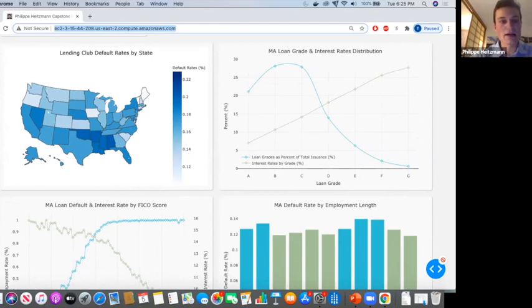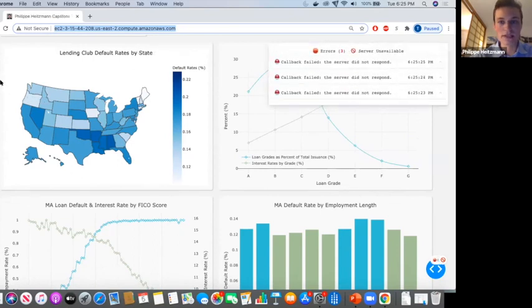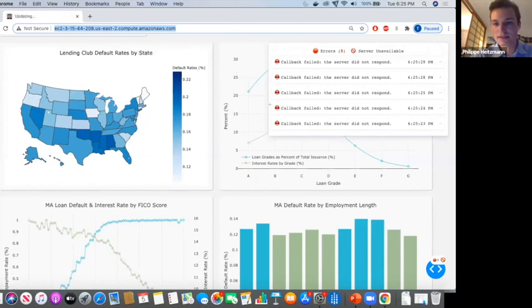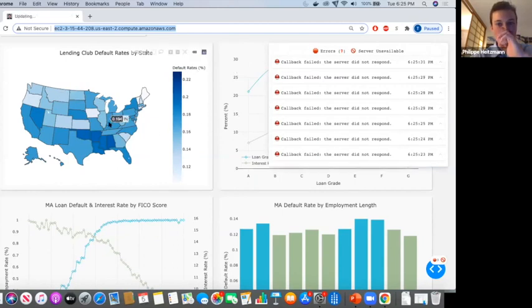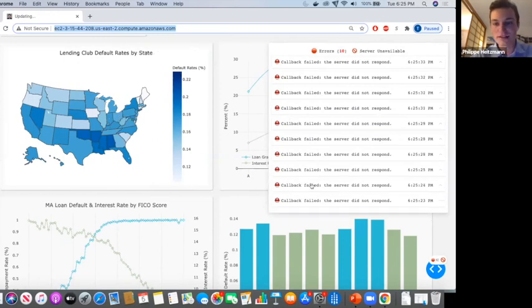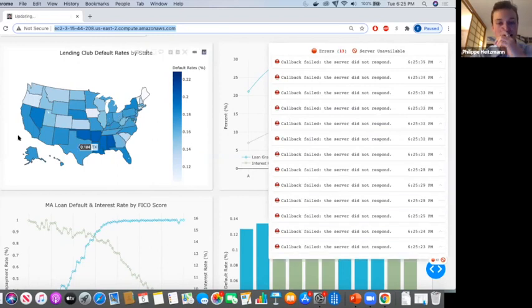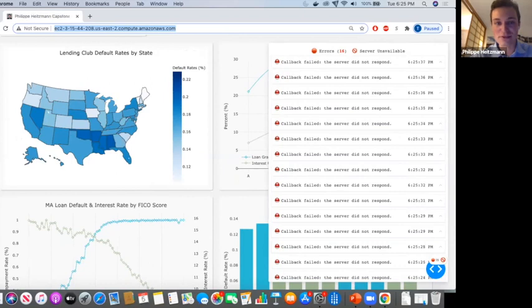So in the left topmost graph up here, you'll see, there seems to be a little bit of an issue with the server. I think we might have too many people on the server.